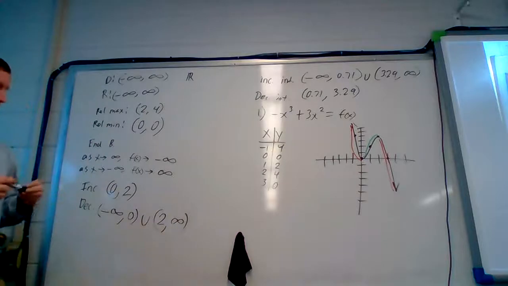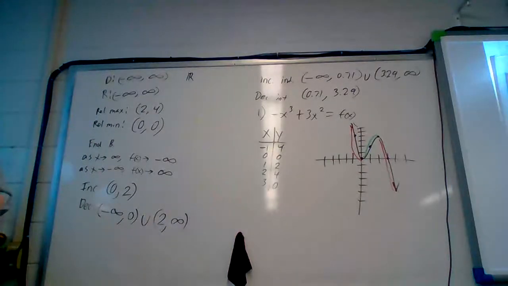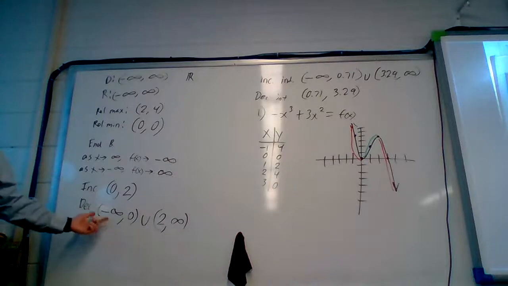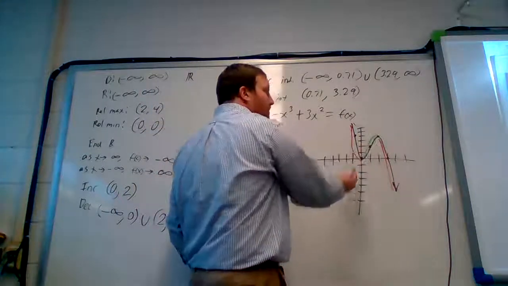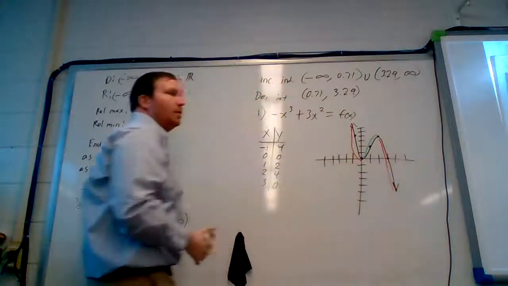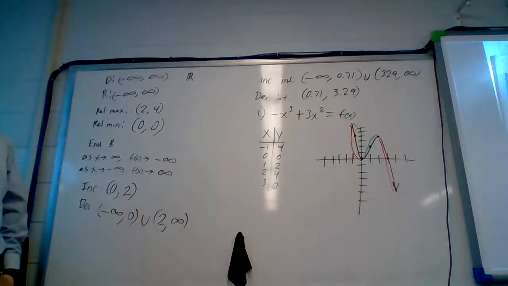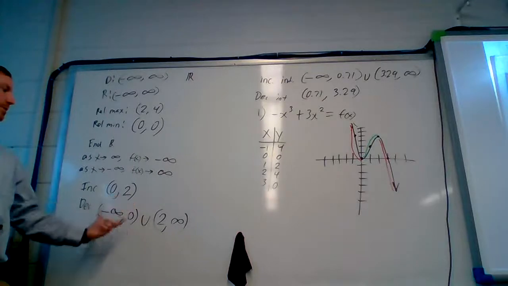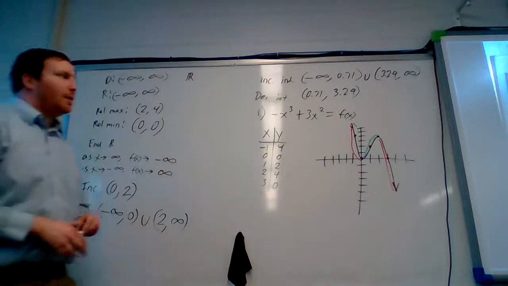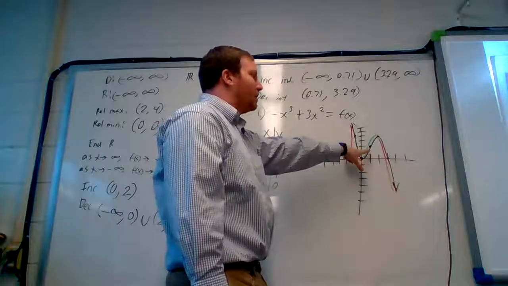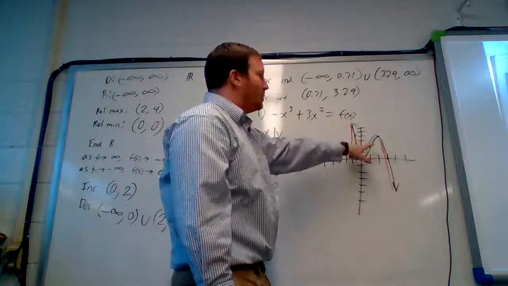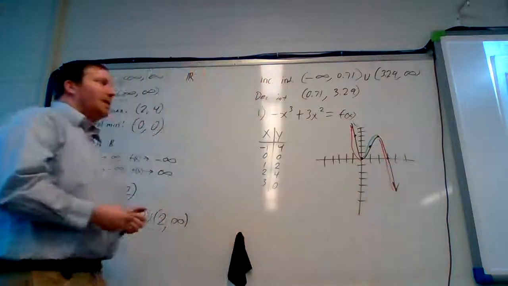How do you know when to do it? So again, increasing and decreasing intervals are broken up by maximums and minimums. Because every time you have a minimum and a maximum, you're going to have one side increasing, one side decreasing. So anytime we have a minimum, of course, your left side will be decreasing, your right side will be increasing. Anytime you have a maximum, your left side is going to be increasing, your right side is going to be decreasing.